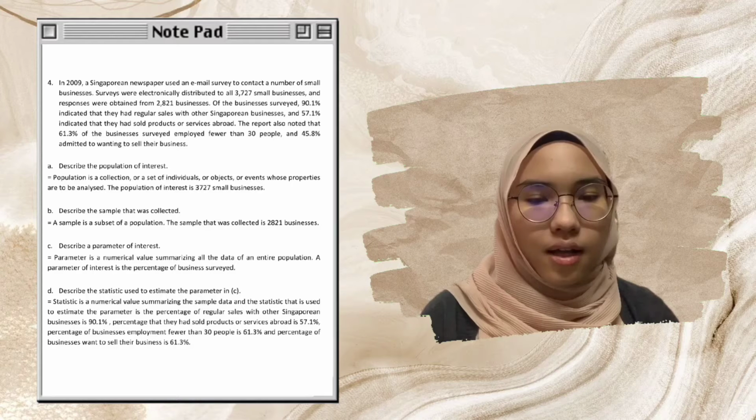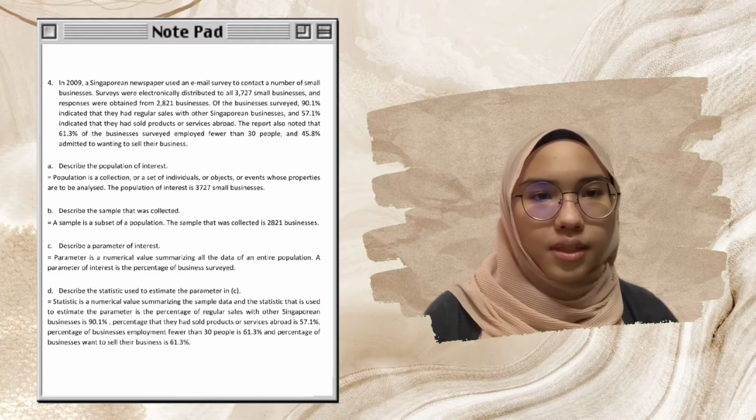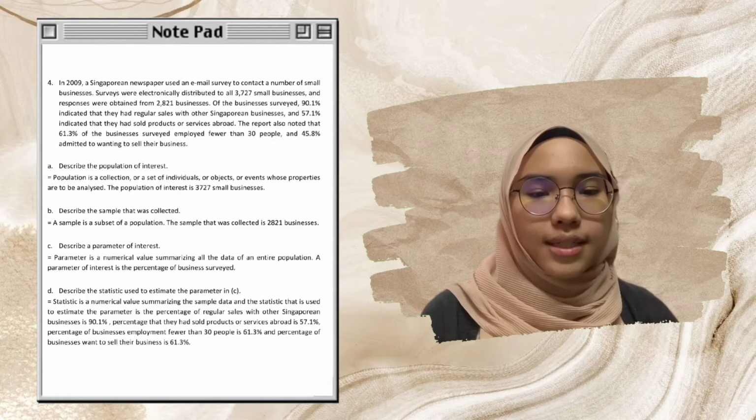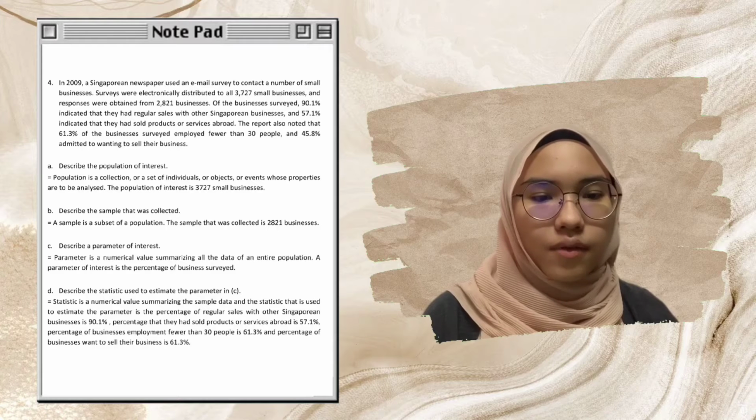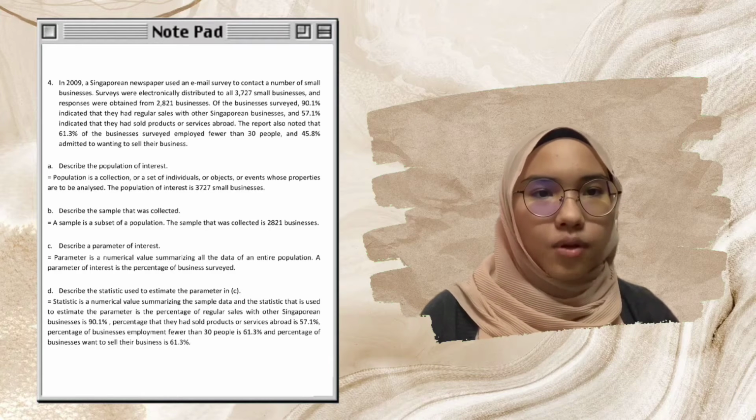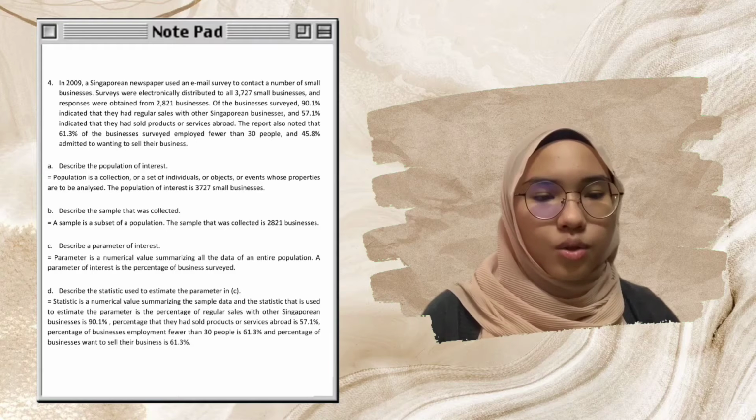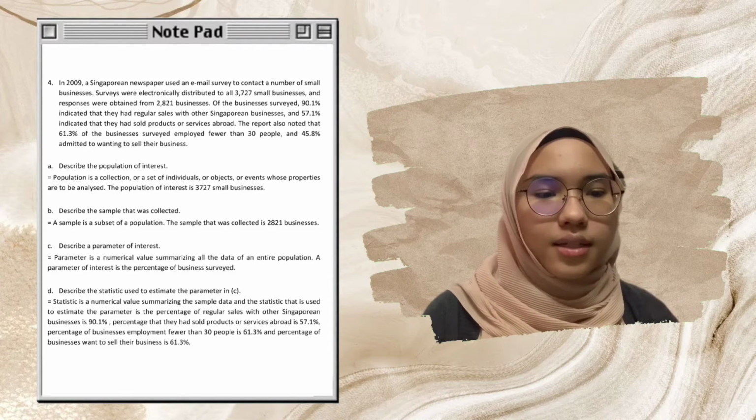Question B is to describe the sample that was collected. A sample is a subset of a population, and the sample that was collected in this question is the responses that were obtained. So the sample that was collected is 2,821 businesses.